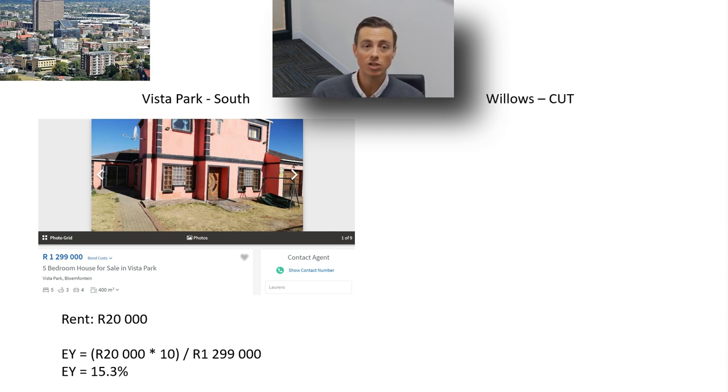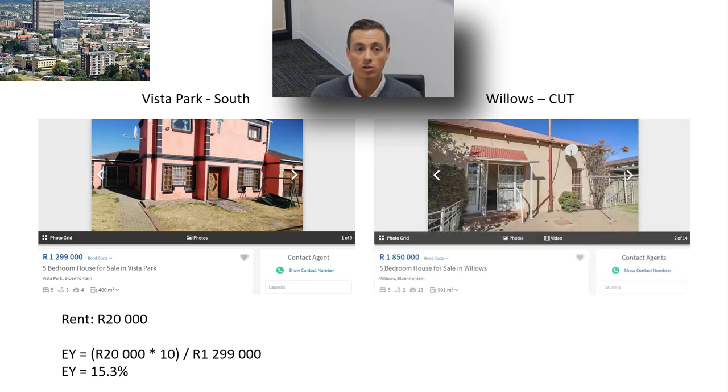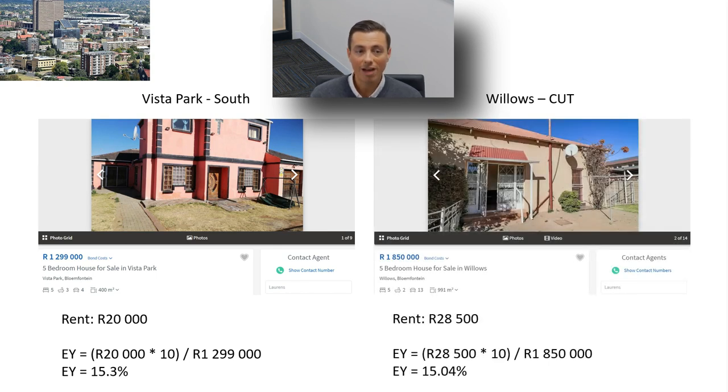Fantastic. That's a potential area. Willows, which is close to CUT, another 5 bedroom with the potential rent of 28,500, and again an effective yield above 15%. That's what we're looking for: proximity to the university and an effective yield that is above 15%.